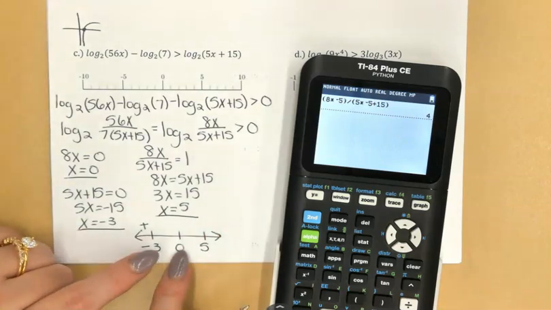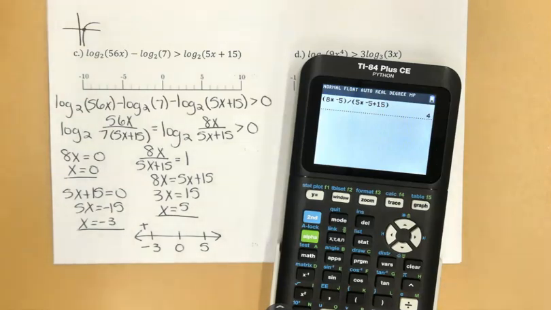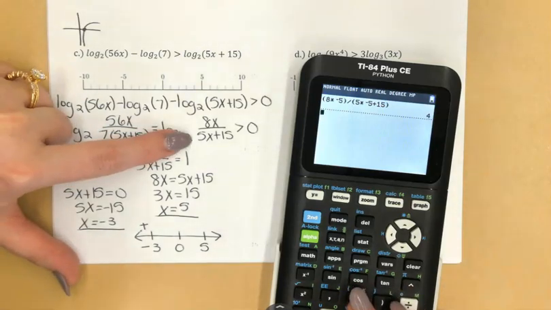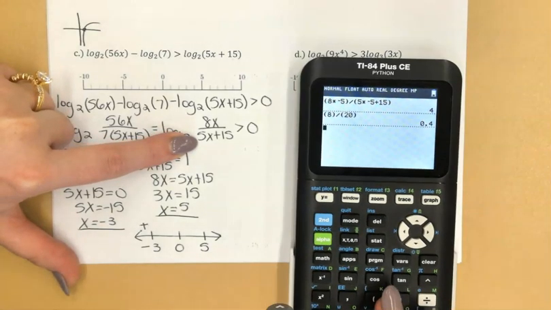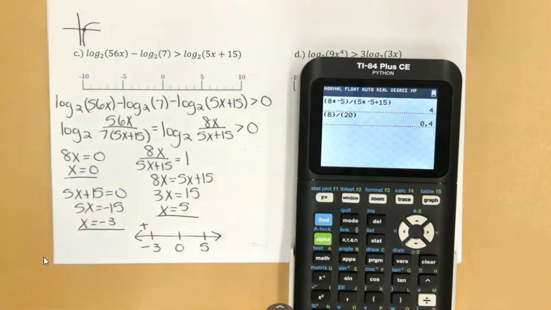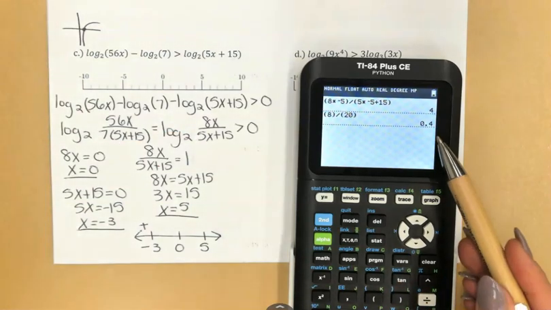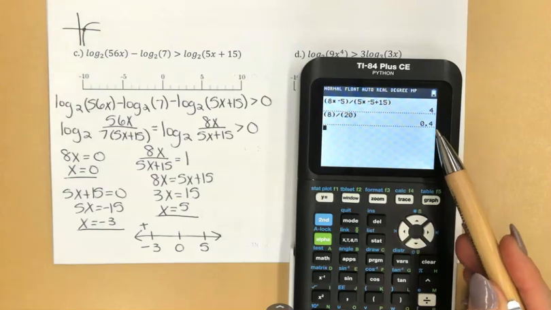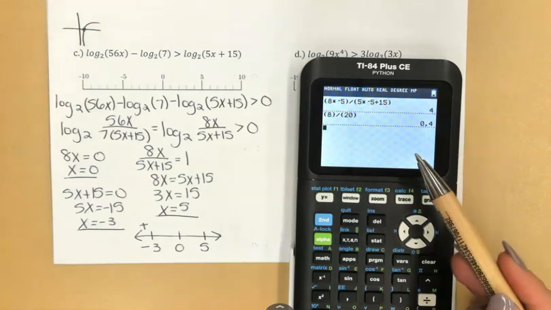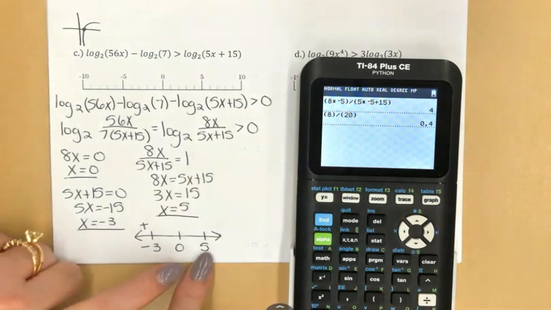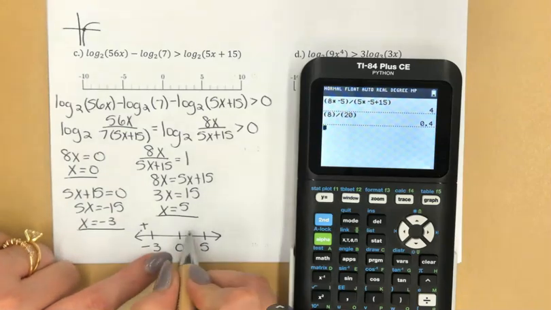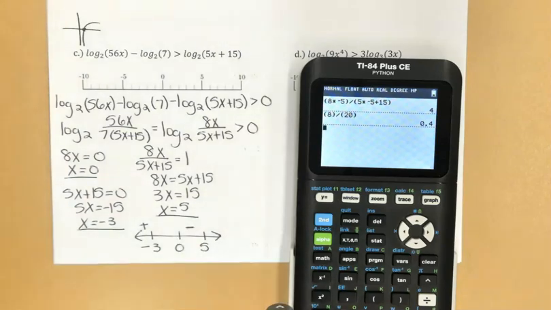Then I'm going to pick a number between -3 and 0, like 1. If I pick 1 here, I'm going to get 8 divided by 20. And this did give me a positive number, but it's less than 1. So that tells me that my log is going to give me a negative output. And I do apologize, I kind of got ahead of myself. I did a positive 1 input, which falls between 0 and 5. So that tells me this interval is going to be negative.